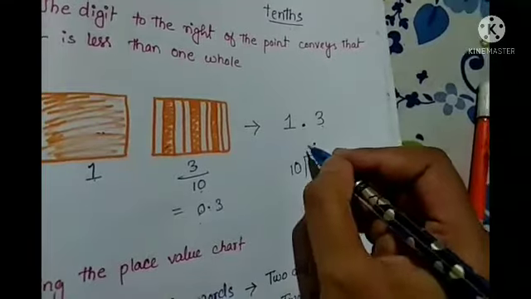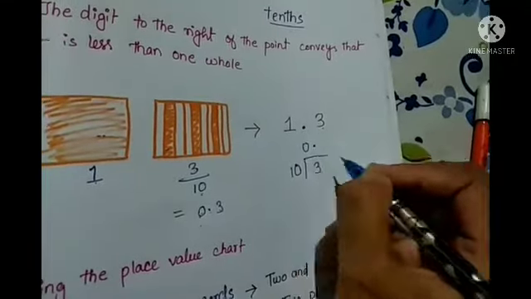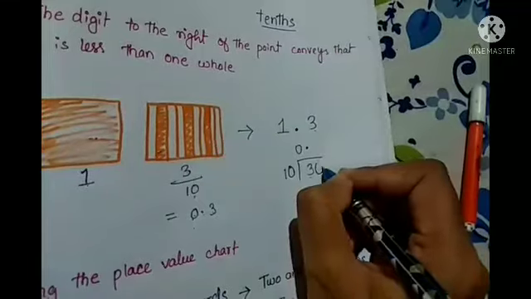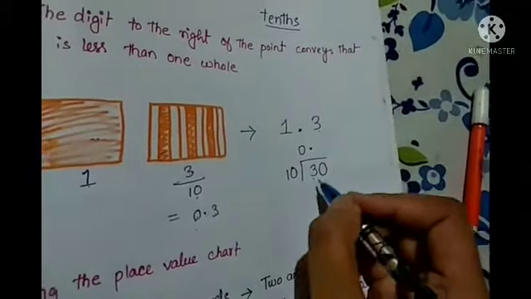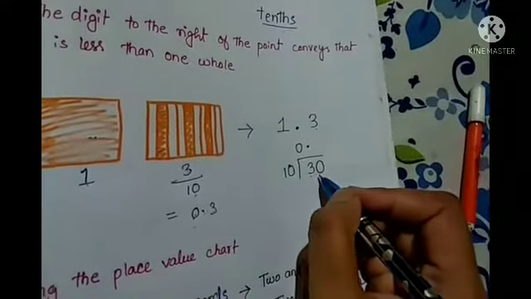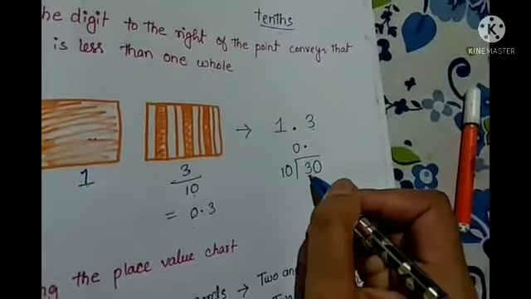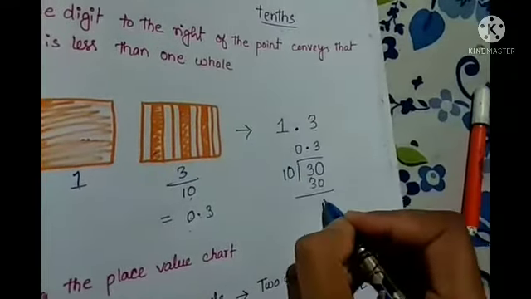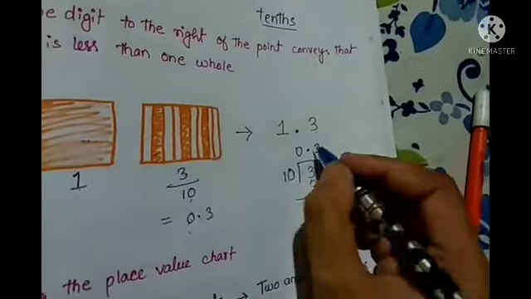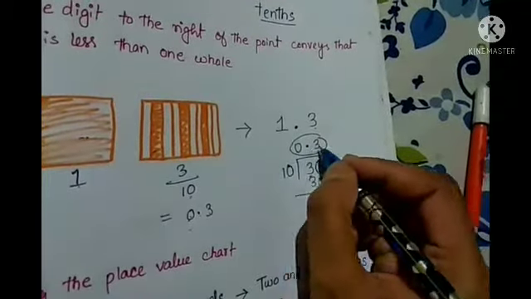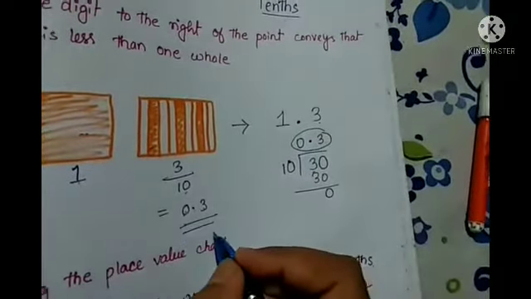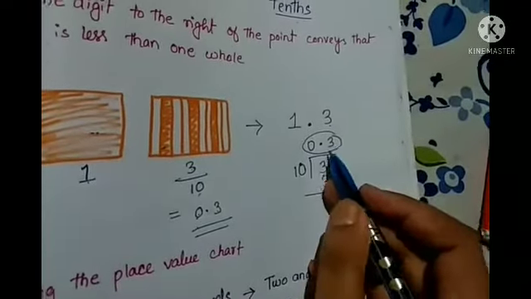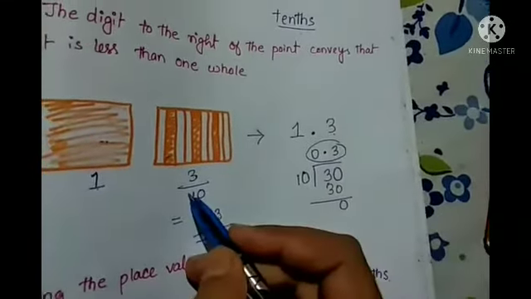Okay. And before point, if nothing is there, you can put one 0. So when you are putting one point, you will get a 0. You can add 1 0 to the dividend. Now you see 10 and 30. Yes, they are divisible. 3 tens are 30. Now remainder gets 0. So what is the quotient you are getting? 0.3. Same. Understood? So in this way you can find out the decimal number from the fraction.